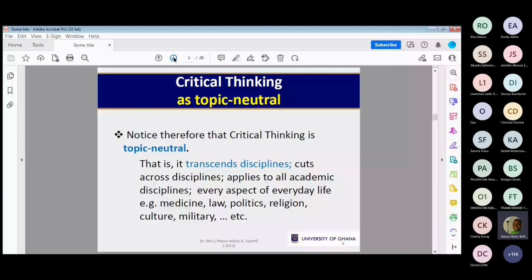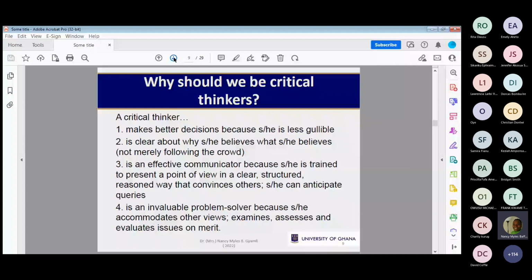That's why amongst you are business students, there could also be psychology students, information studies. It is for all of us because the course transcends. It goes beyond specific disciplines. Okay, so why should you be a critical thinker? These are all part of the substantive matters you should know as part of the introduction to the course.